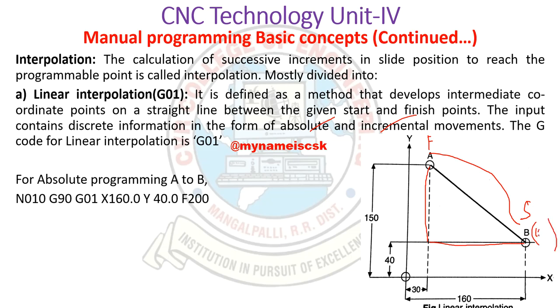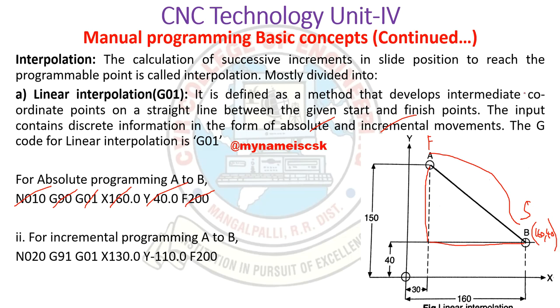So this coordinate system is 160 comma 40. X-axis will be 160, y-axis will be 40. So the sequence number, then G90, which is the shortcut for absolute. G01 is linear interpolation. X-axis has to go to the final position as X160, Y40, and feed we give at the rate of 200 mm per minute or mm per revolution.